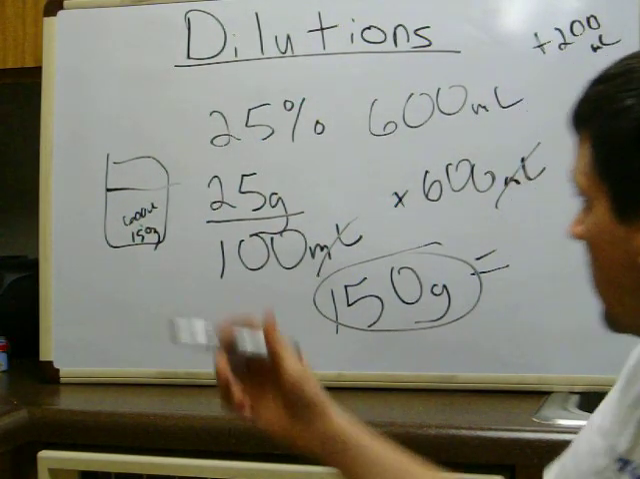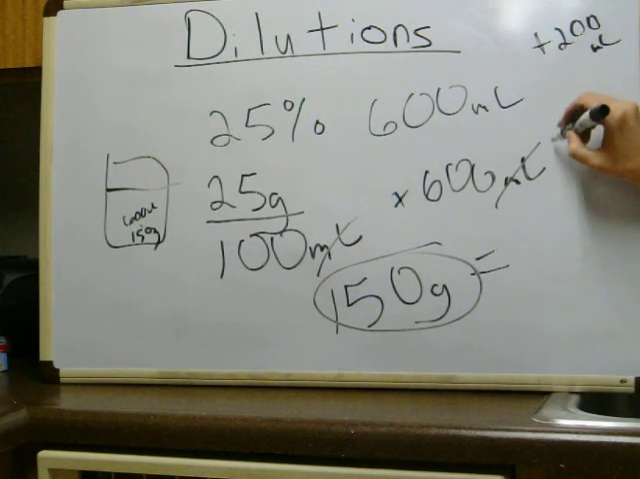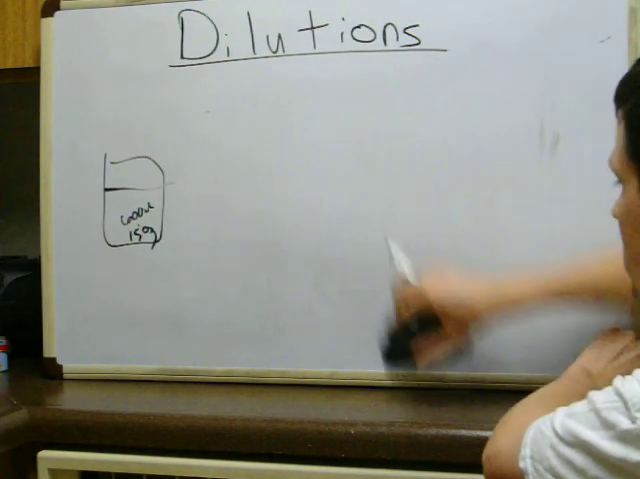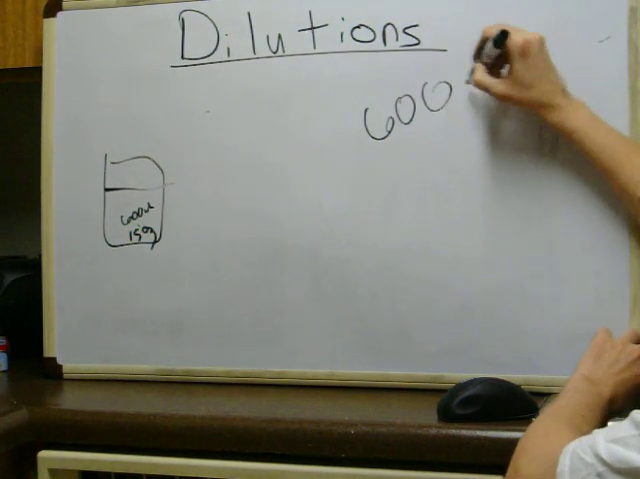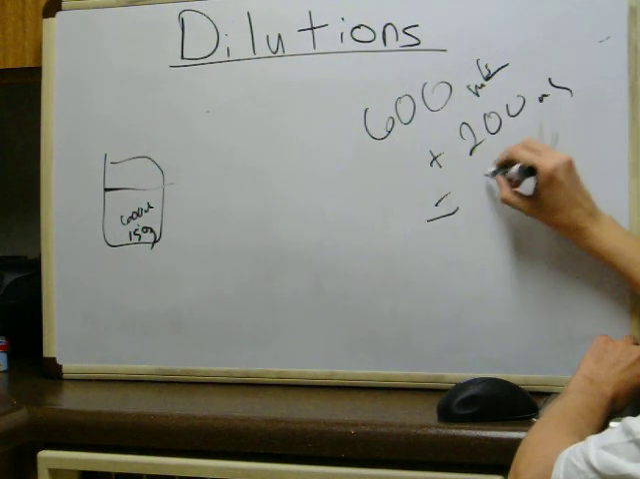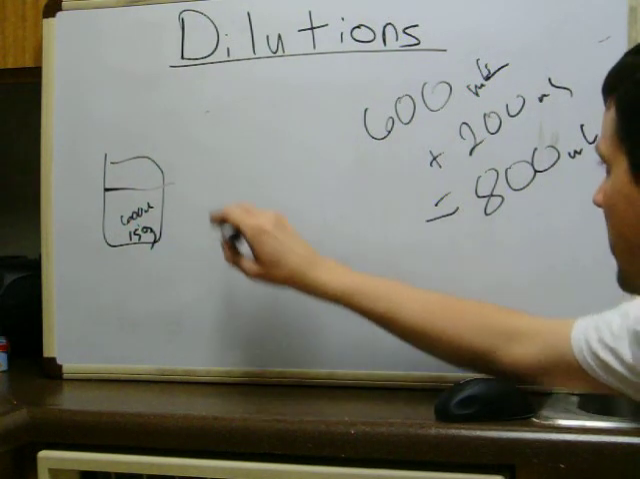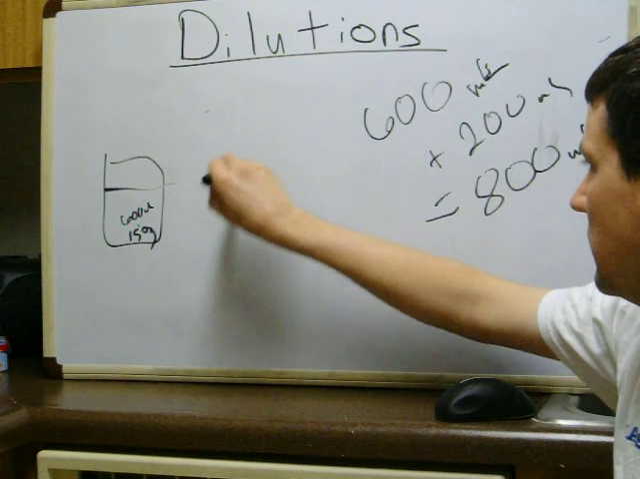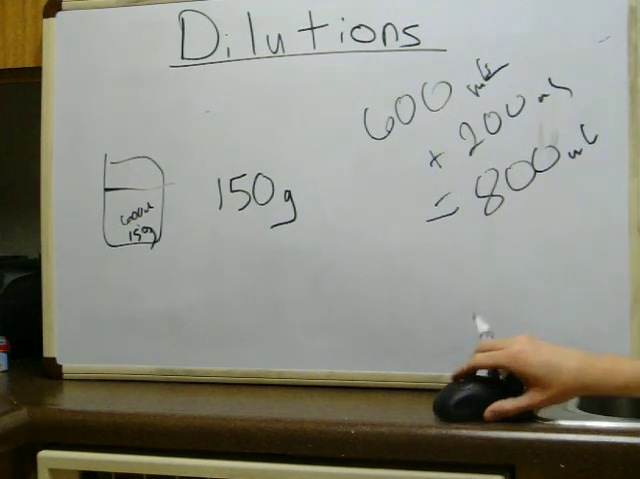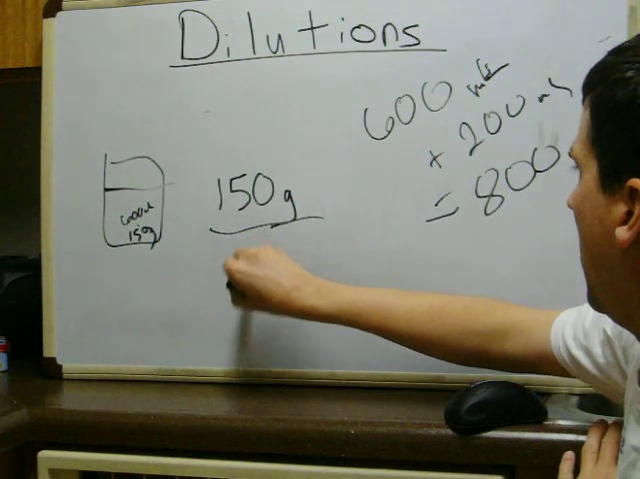So our new volume is going to be 600 milliliters that we started with plus 200. So we have 600 milliliters plus 200 milliliters. That equals 800 milliliters total. And we said that we have 150 grams of stuff. So it could be drug, whatever. Alright, and we want to know what the new percent strength is. So we have 150 grams in 800 milliliters.